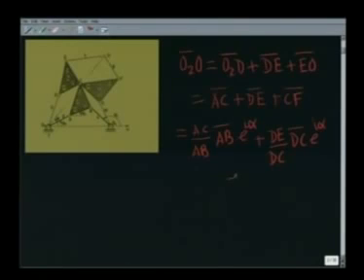Then CF. CF I can write as CF by CG into vector CG. That takes care of the magnitude of CF, and again to take care of the direction I multiply by e to the power i alpha. Now, as we see, because these three triangles are similar triangles, AC by AB is same as DE by DC, it is also same as CF by CG. So, all these three ratios are same.